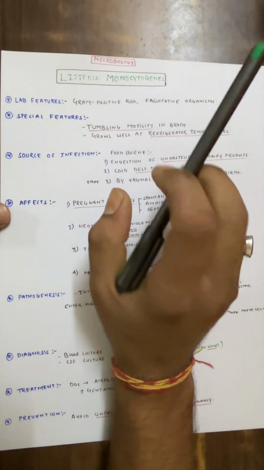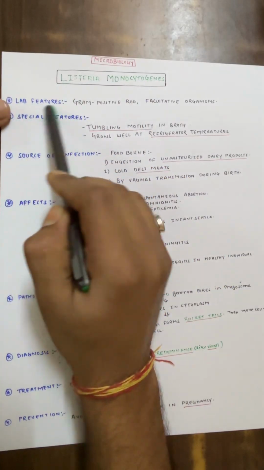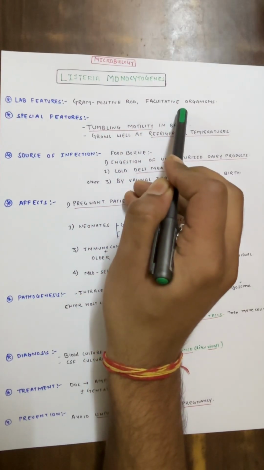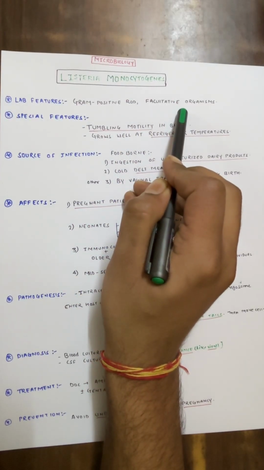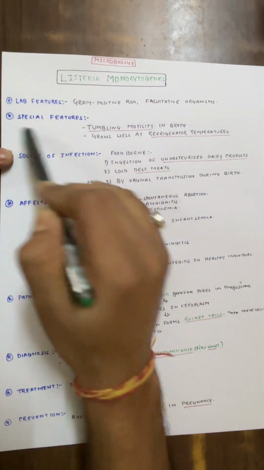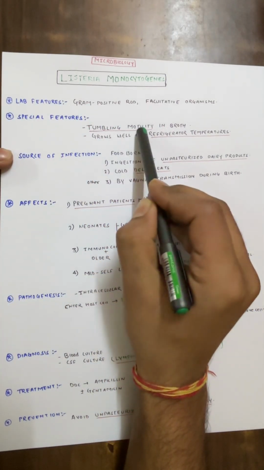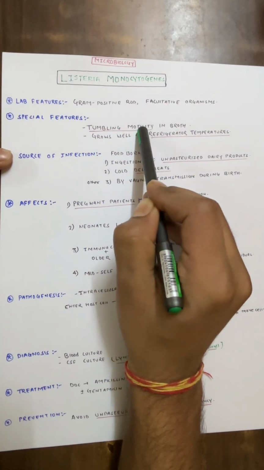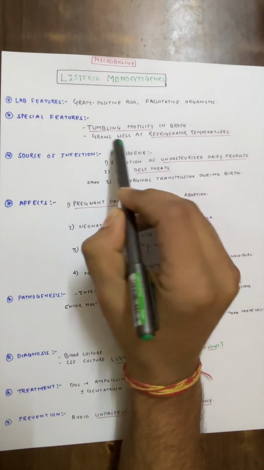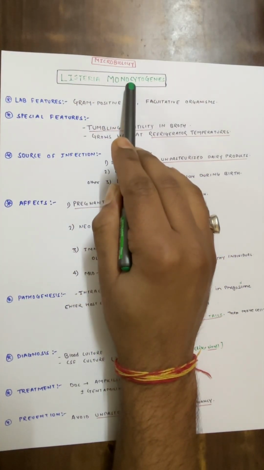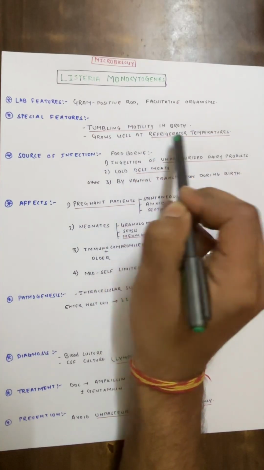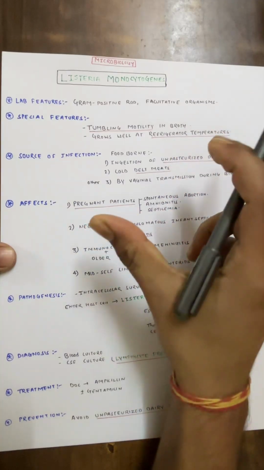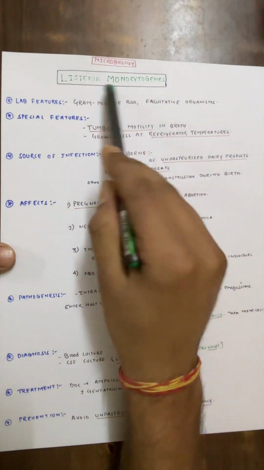So our topic today is Listeria monocytogenes. First, let's discuss the lab features of Listeria monocytogenes. We all know it's a gram-positive rod and a facultative organism. Now, talking about its special feature, it shows tumbling motility in broth. Sometimes in MCQs they give the clue tumbling motility, so always think about Listeria monocytogenes. And this gram-positive organism grows well at refrigerator temperatures. They also give this clue, that bacteria grow well at refrigerator temperatures, so think about Listeria monocytogenes.